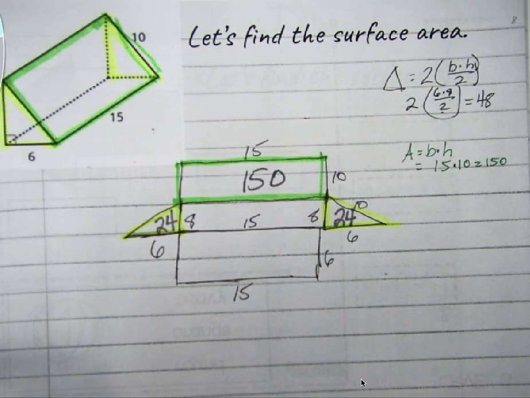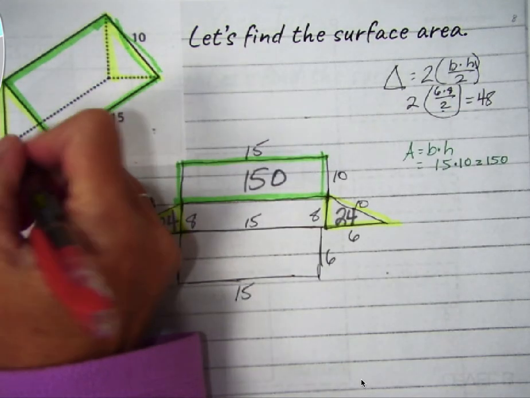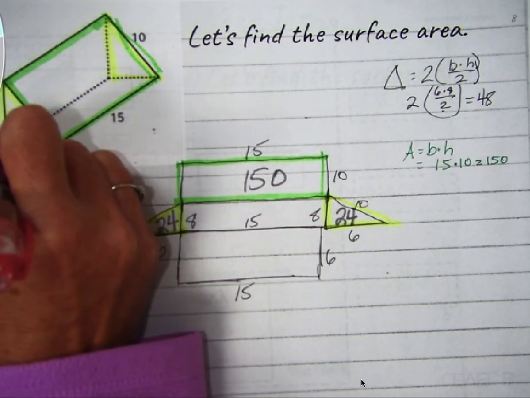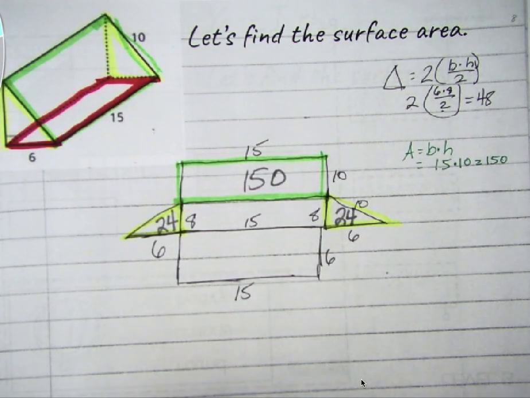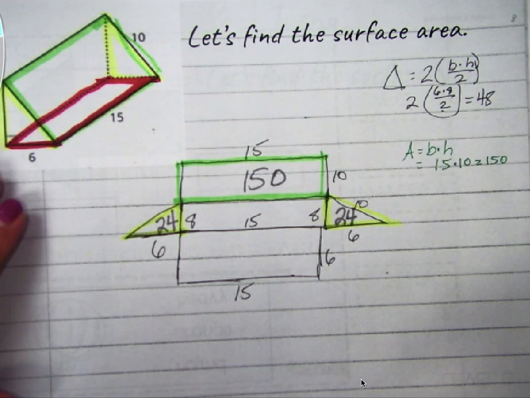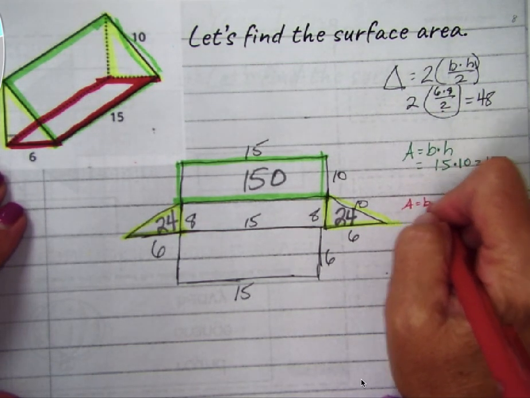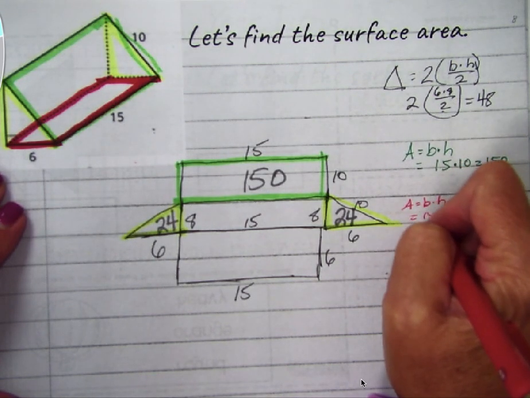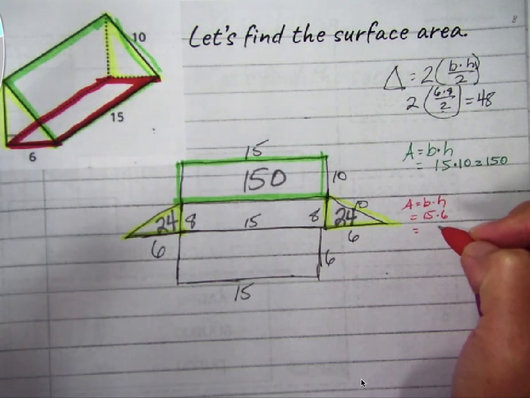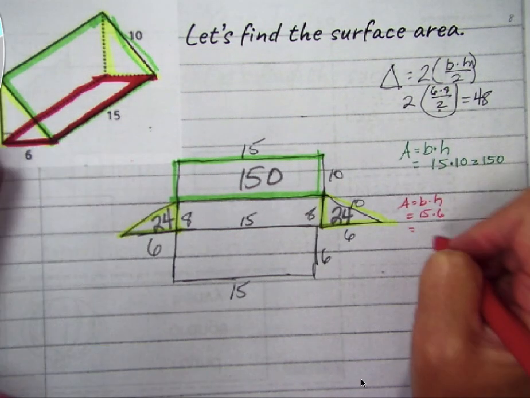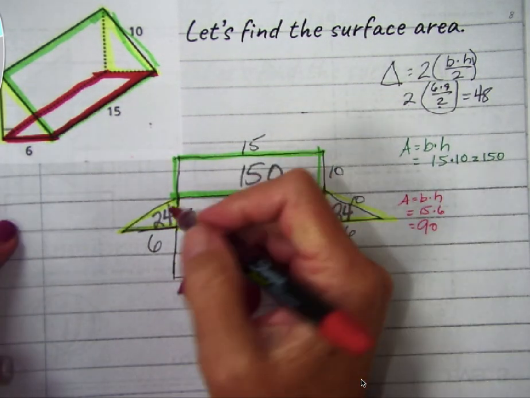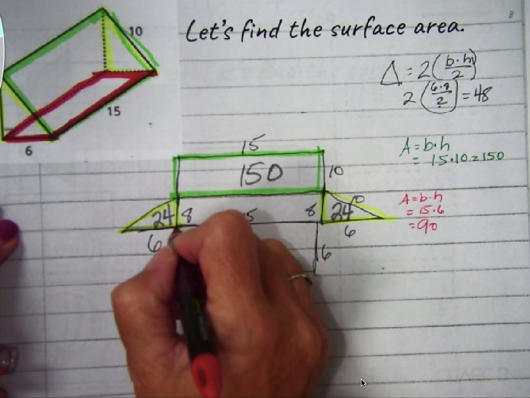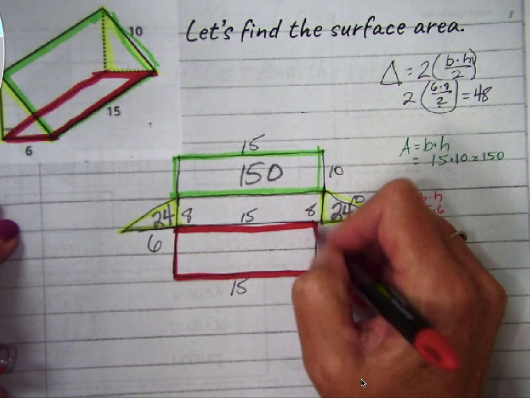Now, this next one is 15 by 6. Area equals base times height, 15 times 6, 15, 30, 45, 60, 75, 90. Okay? And I don't have this drawn to scale. I'm sorry. I do not have it drawn to scale.